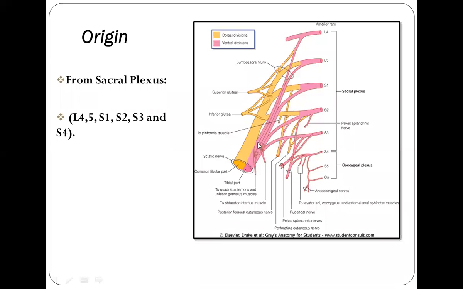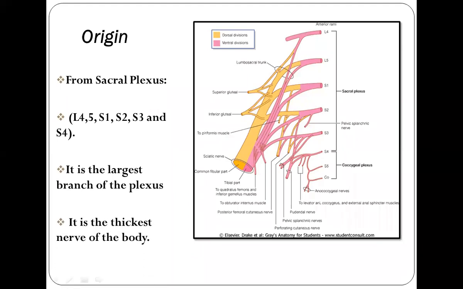Now, the tibial component of sciatic nerve consists of fibers from ventral division of anterior rami of L4 to S4. Okay, that is given in the pink color here in this diagram. Whereas the common peroneal component arises from the dorsal division of the anterior rami of L4 to S4. So keep that in mind.